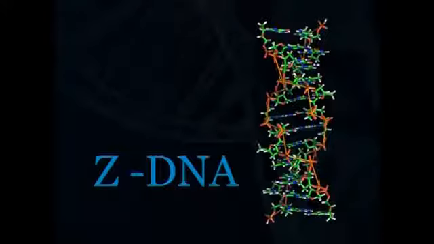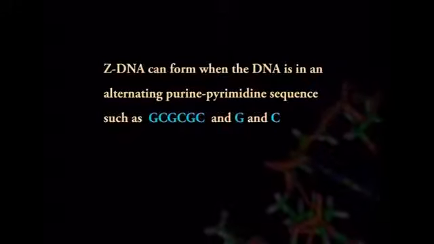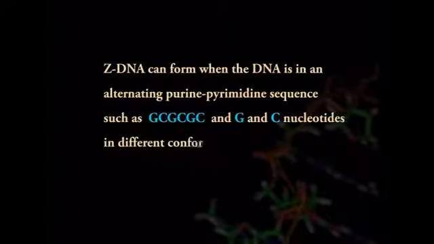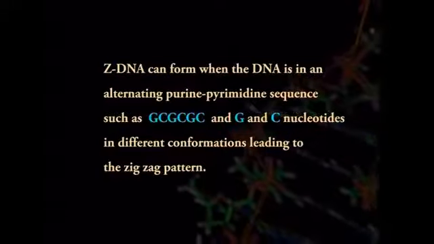Now let us come to Z DNA. Z DNA is widely different from the B structure by the presence of left-handed helical rotation. In this model, the double helix winds to the left in a zigzag pattern. The Z DNA helix has a structure that repeats every 2 base pairs. Z DNA can form when the DNA is in alternating purine-pyrimidine sequence such as G, C, G, C, G, C, and G and C nucleotides in different conformations leading to the zigzag pattern.